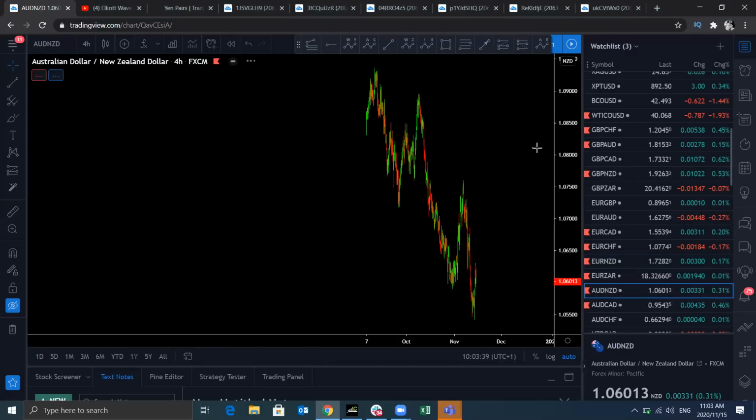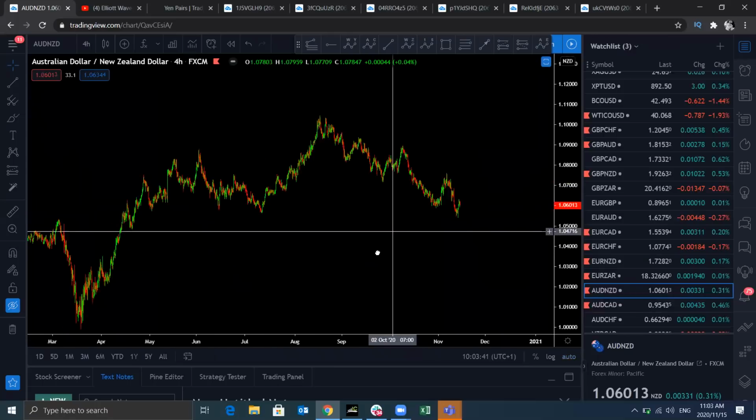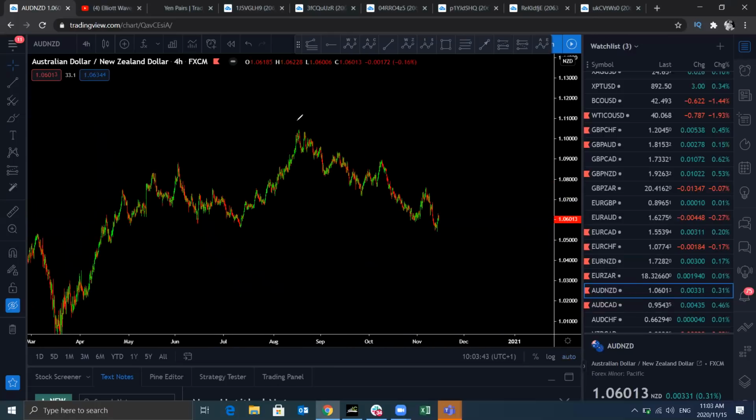So on Aussie New Zealand, we may be getting now a move to the upside after we've got these 3 waves down, 3 waves up, and now 3 waves down. Now we'll be looking for this one to make at least a move to the upside there. That is Aussie New Zealand.